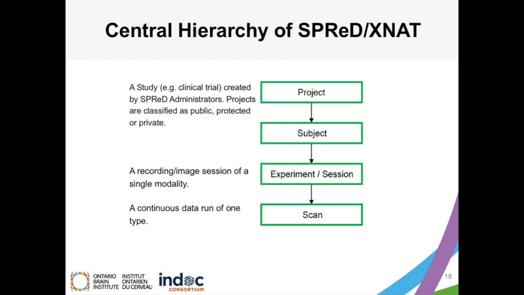Projects are classified as public, protected, or private. Public projects are completely visible and usable by all users. Private projects are only visible to users who have been nominated as owners, members, or collaborators. Protected projects are in between. Their title and description are visible, but nothing more.